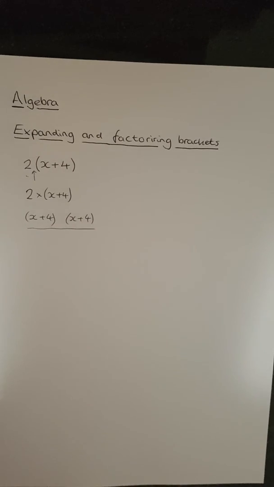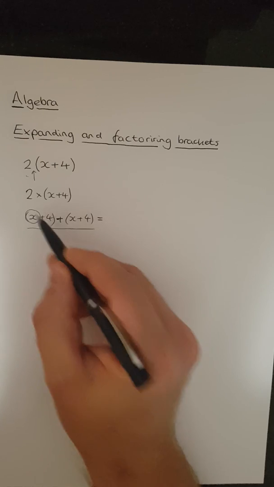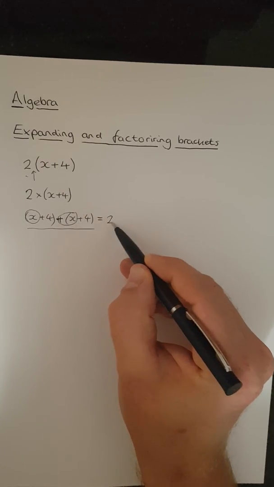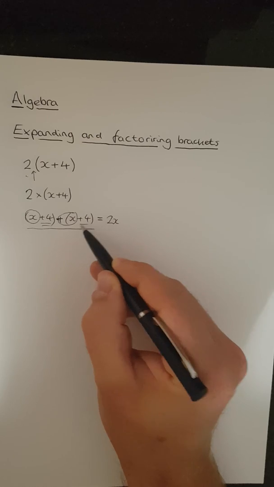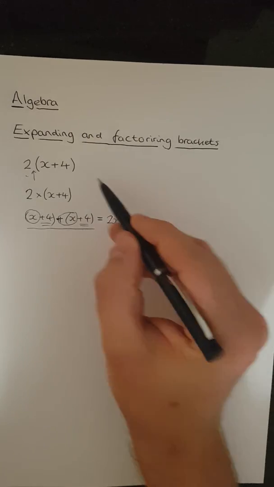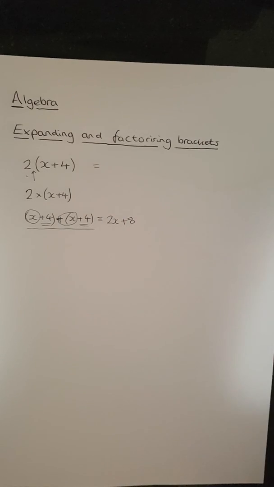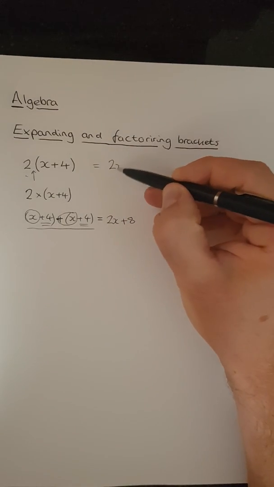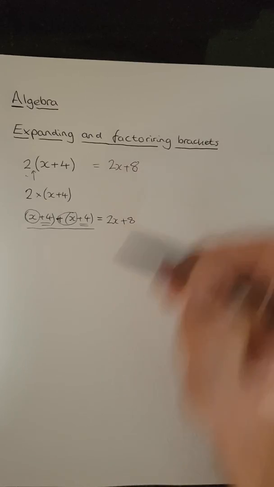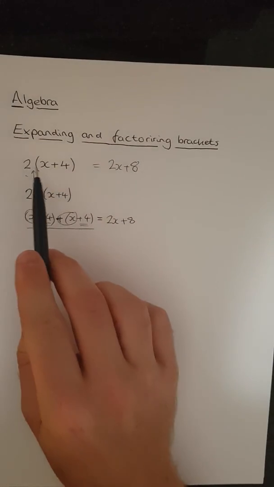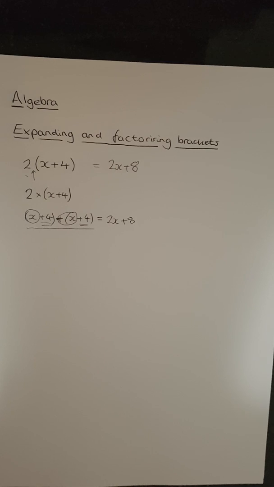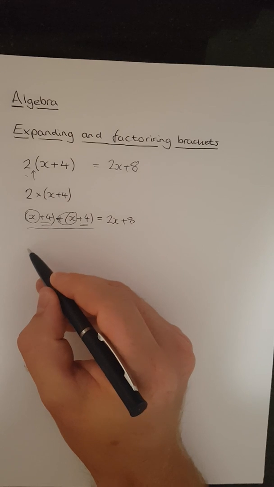So how much have I got in total? Well, if you use your rules for simplifying, you'd have 2x plus 8. Can you see a simpler way of getting from here to this answer? Let's try another just to check.